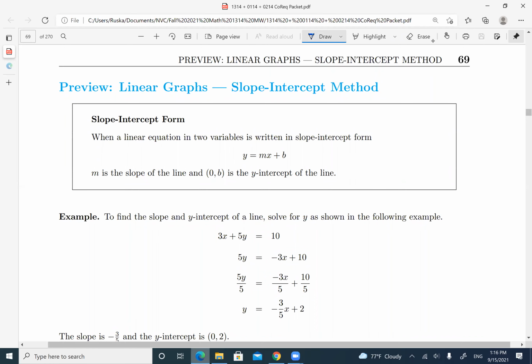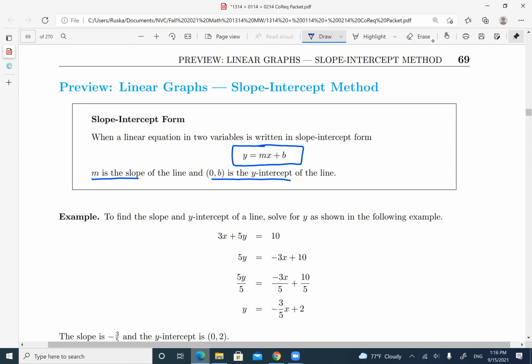So the slope-intercept method starts with the equation of a line in slope-intercept form. So y equals mx plus b is the equation of a line. m, the number in front, is the slope of the line. And b is the y-intercept of the line. So when you graph using this method, you have to have your equation in this form.